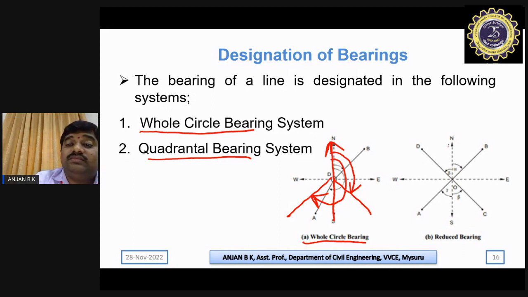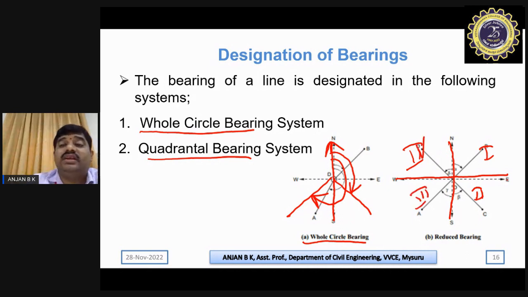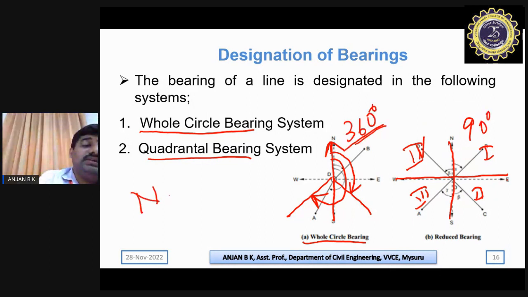In quadrant bearing system, the angles we can subdivide into four quadrants. So that is northeast is one quadrant, second quadrant, third quadrant, and fourth quadrant. In each of these, it will be divided into 90 degrees. Whereas in whole circle bearing system, it is the complete 360 degrees. So the quadrant bearing system is normally represented with north, angle in terms of theta, and east. So first, either north or south will come first, and then followed by east or west.